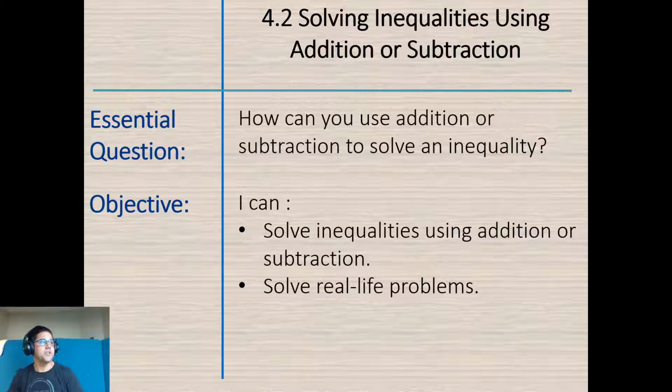Now, this information is very similar to what we did back in chapter 3. We're going to go ahead and solve, but again, it's solving inequalities, which means we are going to graph towards the end. So our essential question: how can you use addition or subtraction to solve an inequality? We're going to use what again is called our inverse operations. So your objective: I can solve inequalities using addition or subtraction and maybe even solve some real life problems.